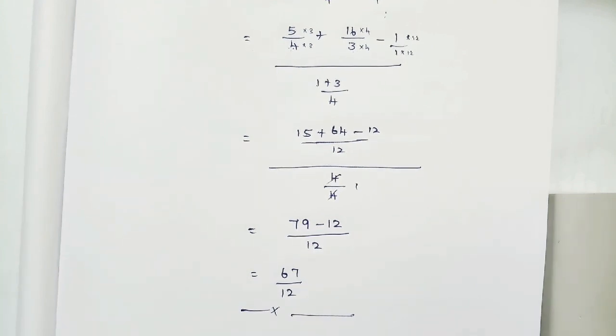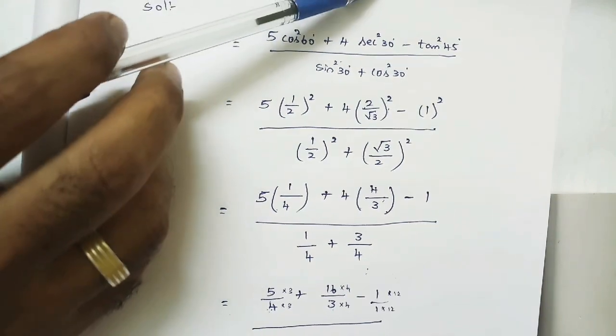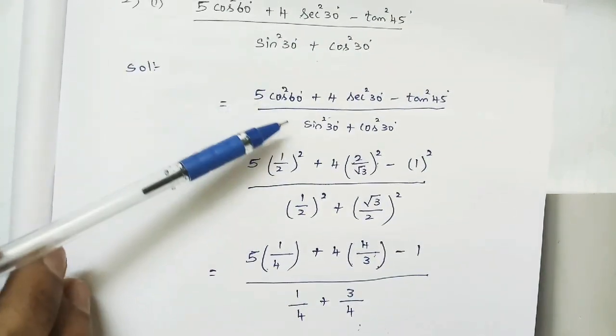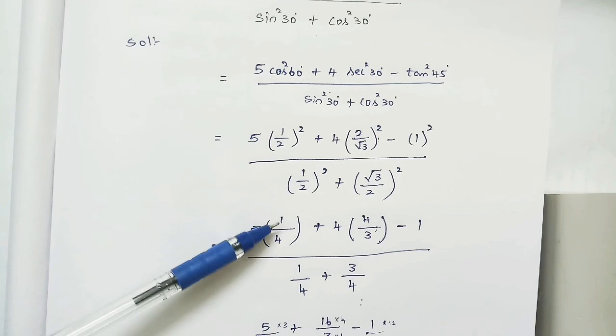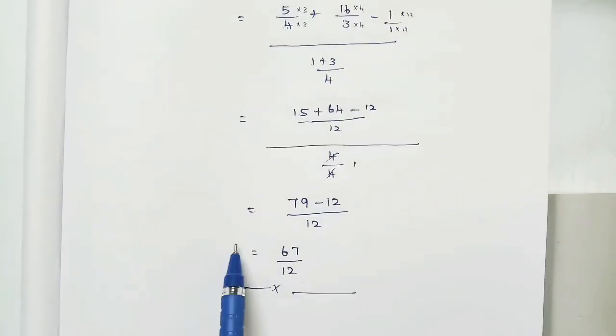Right? See, if you know the values, if you know the value of cos 60, sec 30, tan 45, all the values, we just substitute all the values and simplify, and we get the final solution, right?